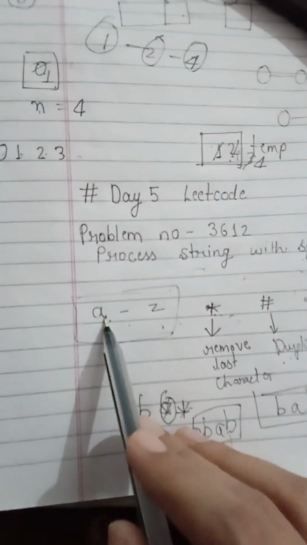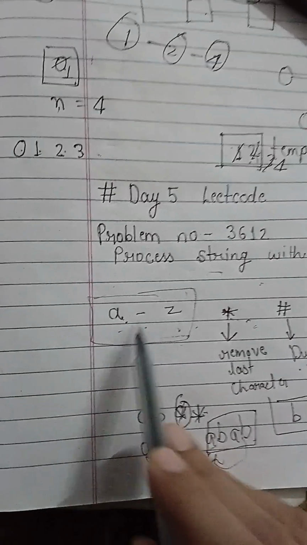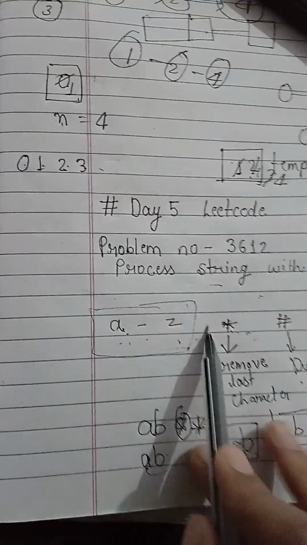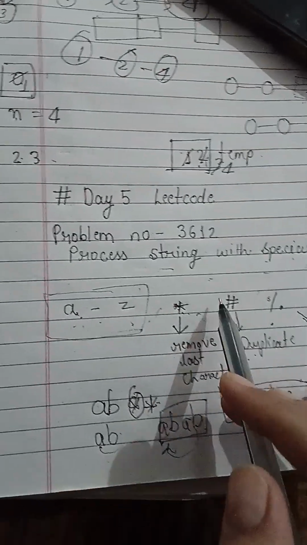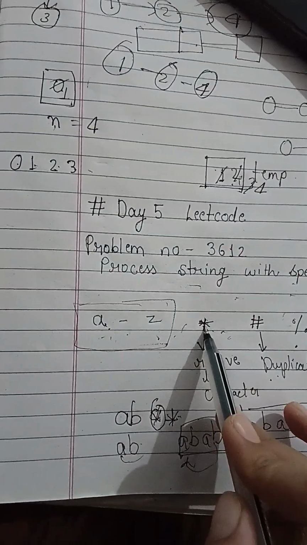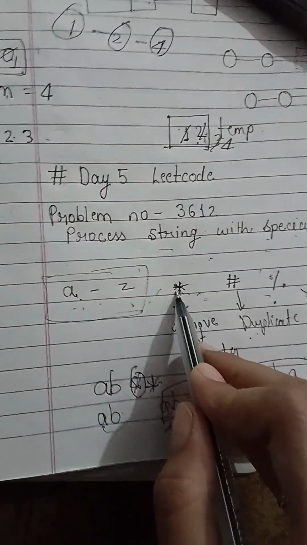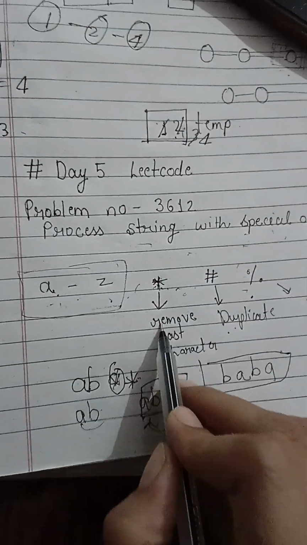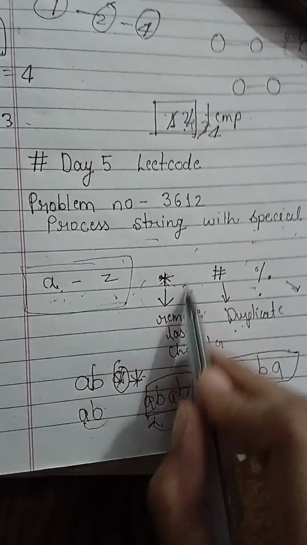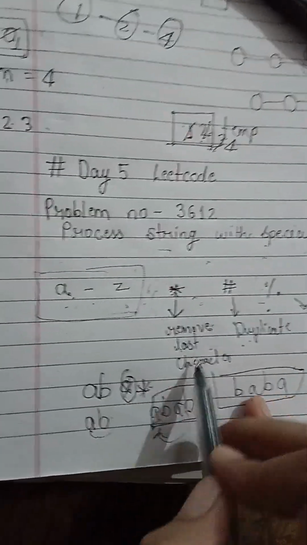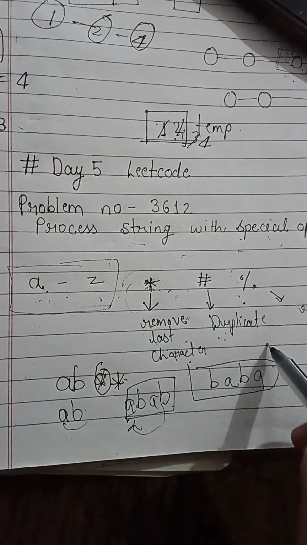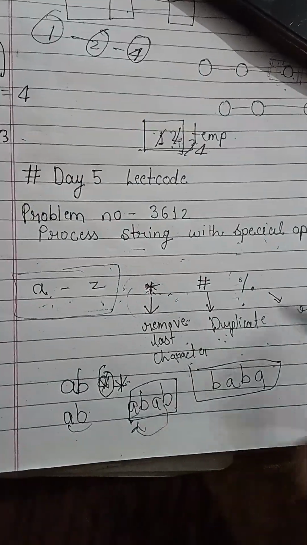So here we are given a string containing lowercase English alphabet letters a to z, and three special characters from the keyboard: first is the asterisk, second is the hashtag, and third is the percent sign. The asterisk removes the last character, meaning it removes the last character from the whole string. The second one, the hashtag, duplicates the string.